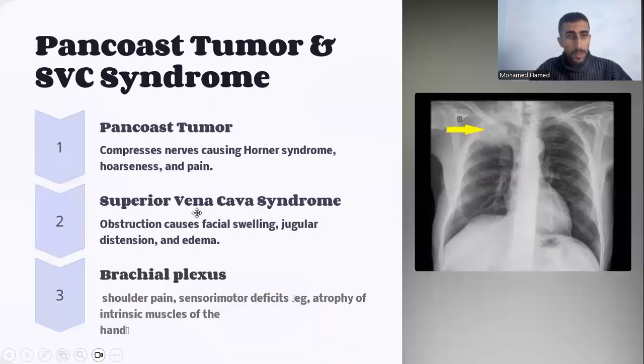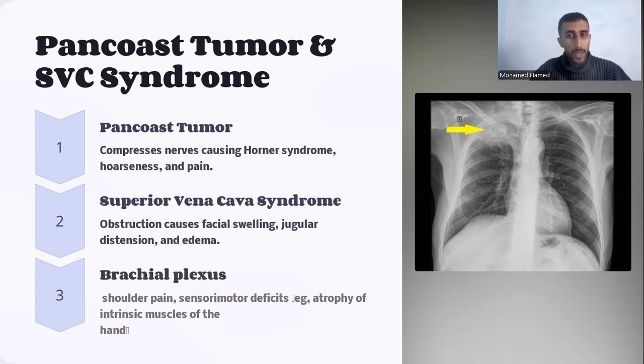So there are some high yield topics: Pancoast tumor and superior vena cava syndrome. Pancoast tumor is a type of lung cancer which has a specific location. It occurs in the upper chest near the blood vessels and the brachial plexus. Having this specific location is going to cause some compressive symptoms. So it can compress the nerves. When it compresses the stellate ganglion, it can cause Horner syndrome.